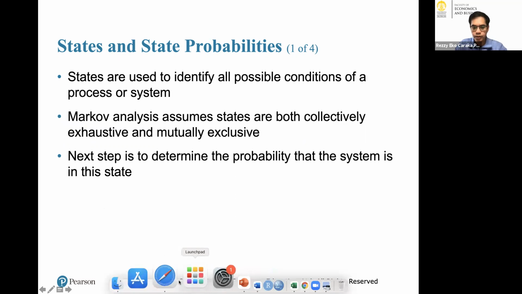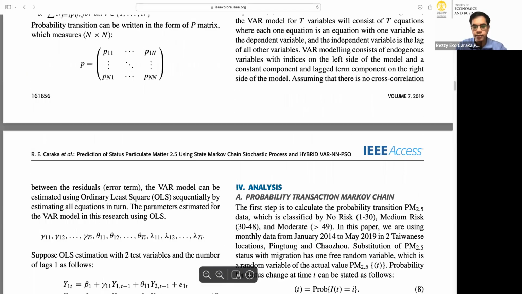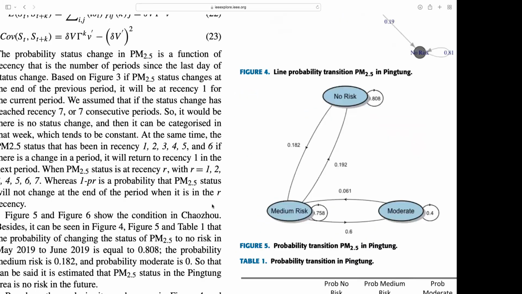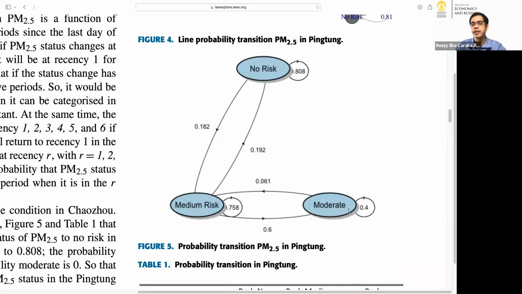Wait, I'll show you my paper first to make it clearer. So that's what I'm talking about. For example, I have three state spaces: no risk, medium risk, and moderate. For every state space, we can compute the transition probabilities. For example, how is the transition from medium to risk?